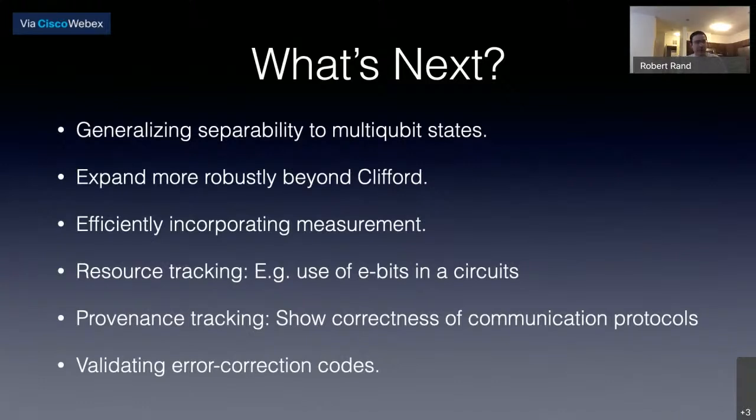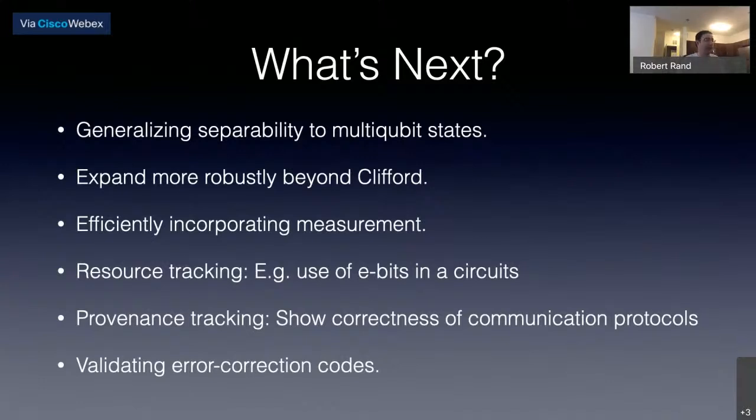We'd like to incorporate measurement, which exists in the Gottesman paper that we've been building on, but it is not local in the sense that these other rules are local, which means it may not be linear time to infer the types, which is something we don't like. So we're thinking about how we can efficiently incorporate measurement.